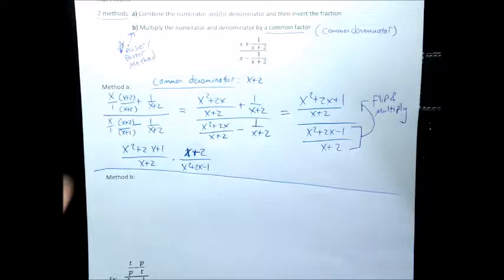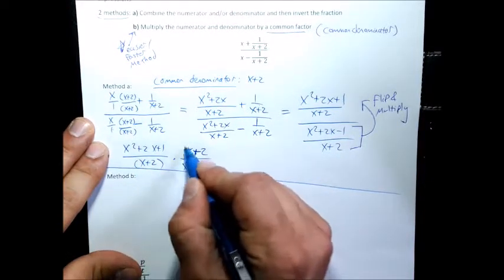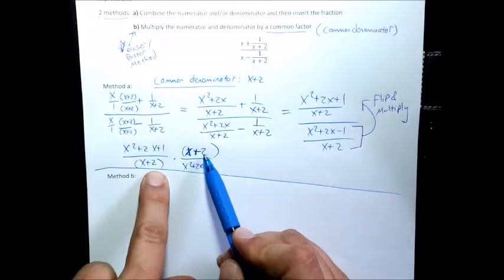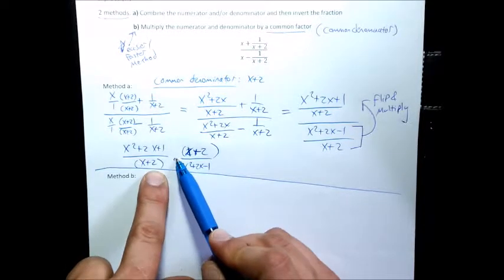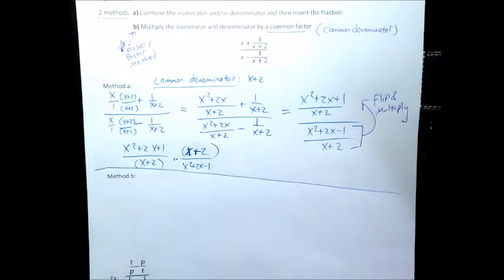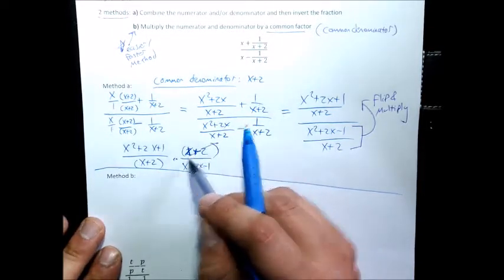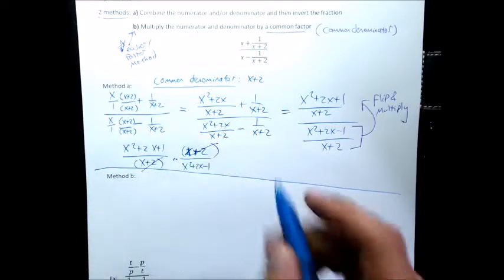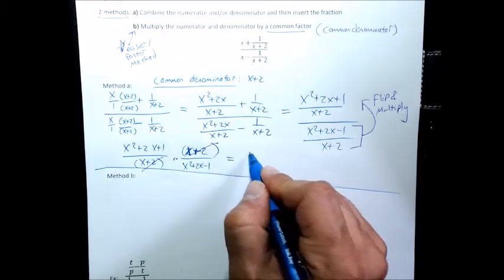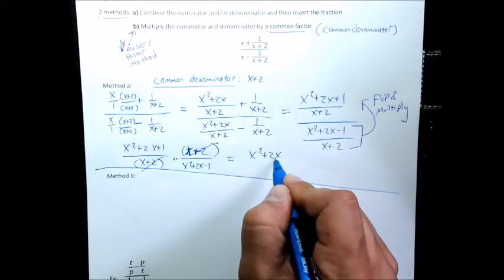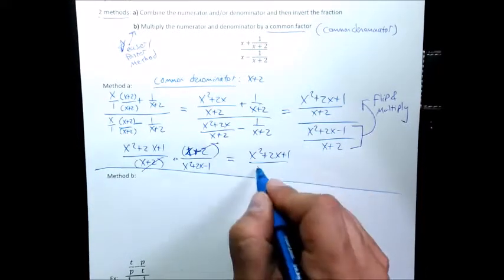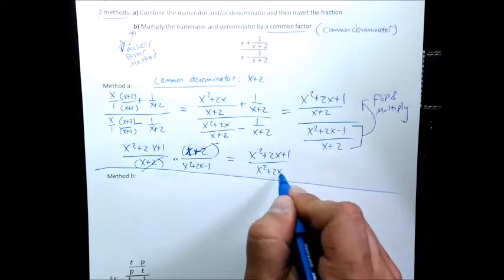And then we can cancel the x plus 2's, because they have the same thing, right? We've got the x plus 2's here. They're being multiplied, so we can cancel. And so we'll just cancel out that x plus 2 and that x plus 2. And we get our final answer, x squared plus 2x plus 1 over x squared plus 2x minus 1.